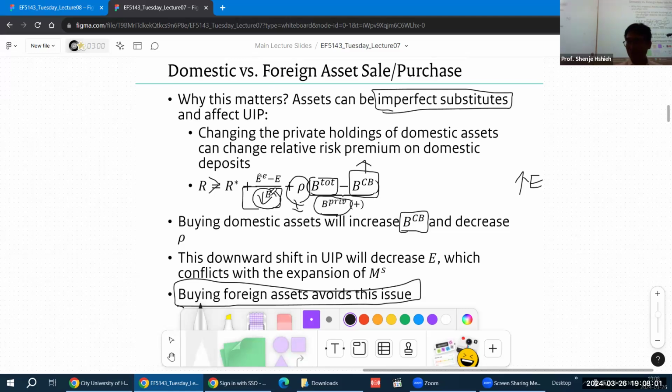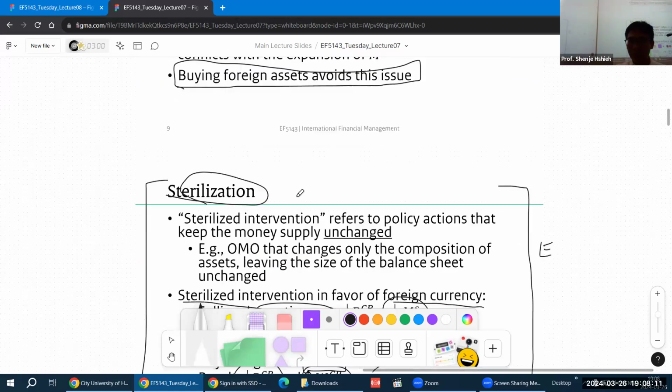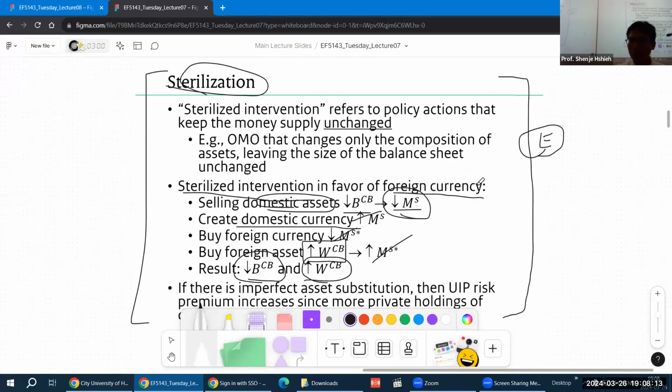So no inflation, right? Because money supply hasn't changed. In this class, we just assume that inflation is a purely monetary effect. So no inflation, yet we get a change in E, depending on which direction you go. This is in favor of foreign currency because we're buying foreign currency, which strengthens the foreign currency. You can think of the opposite, sterilization in favor of the domestic currency, which means you're increasing BCB and decreasing WCB.